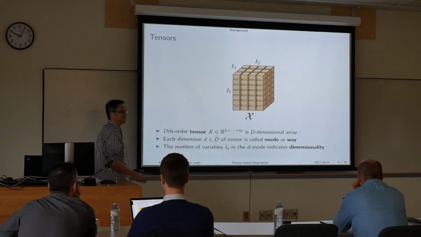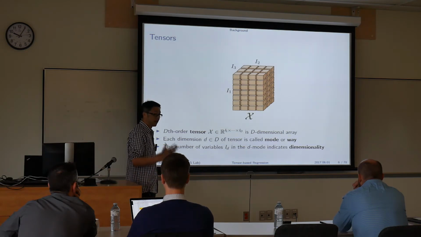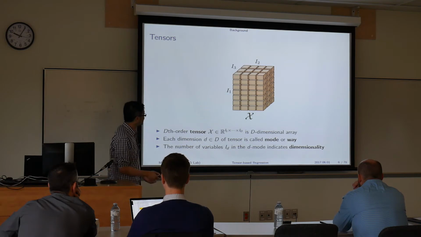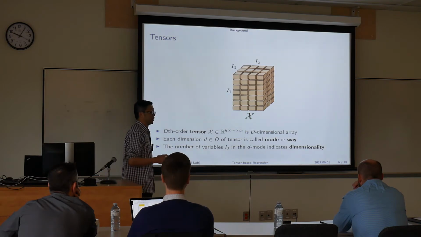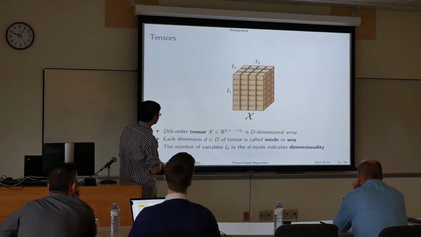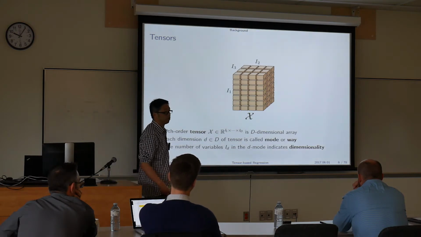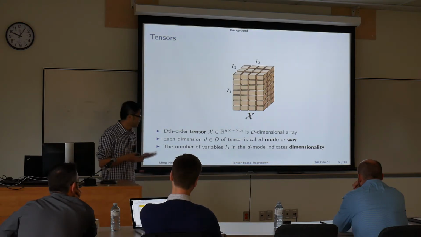So what are tensors? Tensors are high-order generalizations of matrices and vectors. They also refer to multivariate arrays of real numbers. The order D represents the number of dimensions, and each dimension is called a mode. The number of variables in each mode is used to indicate the dimensionality of that mode.